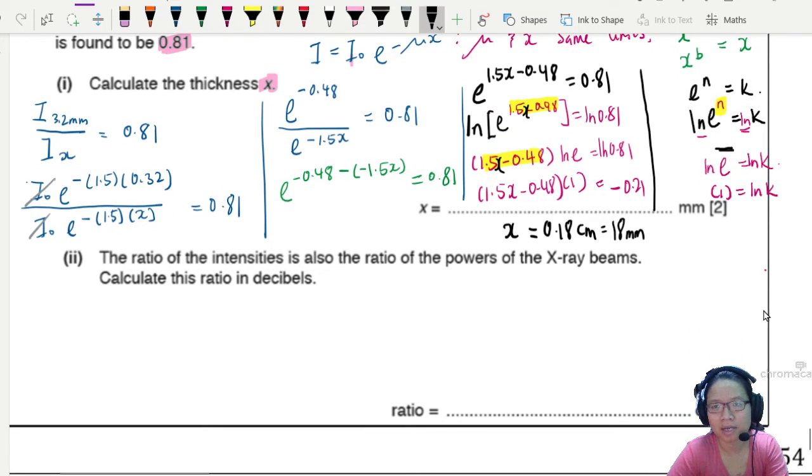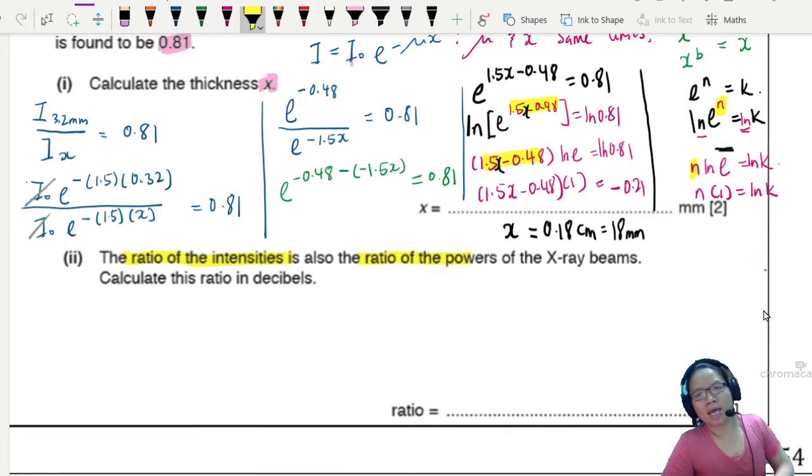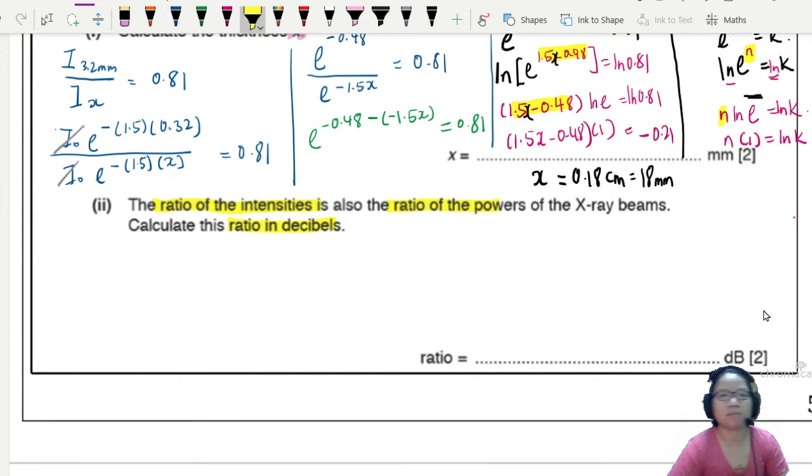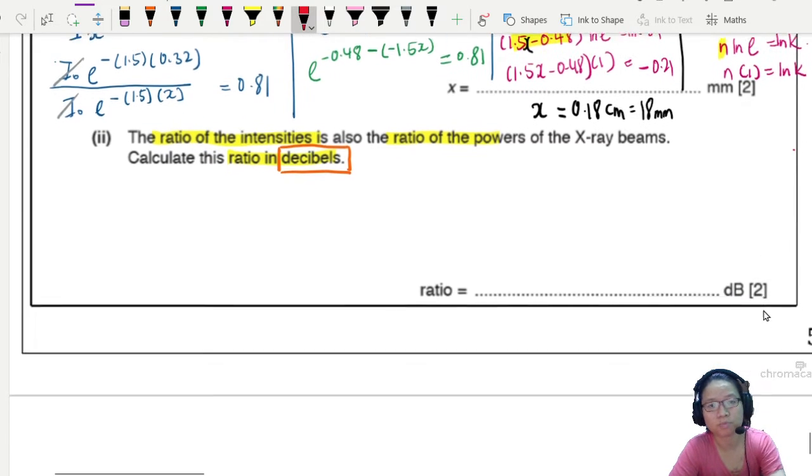Okay, so this is the second part. The ratio of the intensities is also known. So ratio of the intensities is also the ratio of power, okay, of the X-ray beams. Calculate the ratio in decibel. So I'm going to define decibel for you right now, because technically if we follow the syllabus, you will know what decibel is in chapter 16. But because we rearranged the syllabus so you learn chapter 16 at the end, let me explain what decibel is for you.